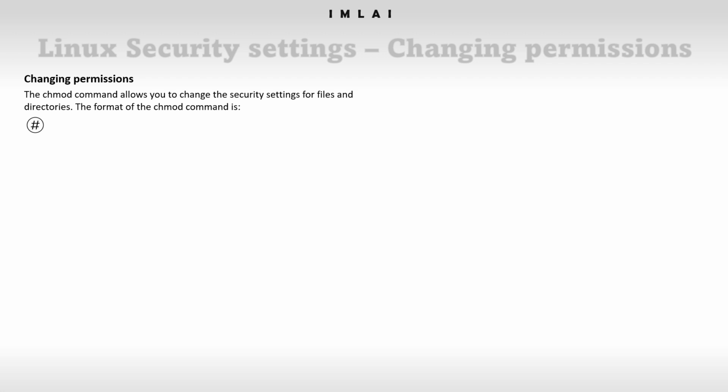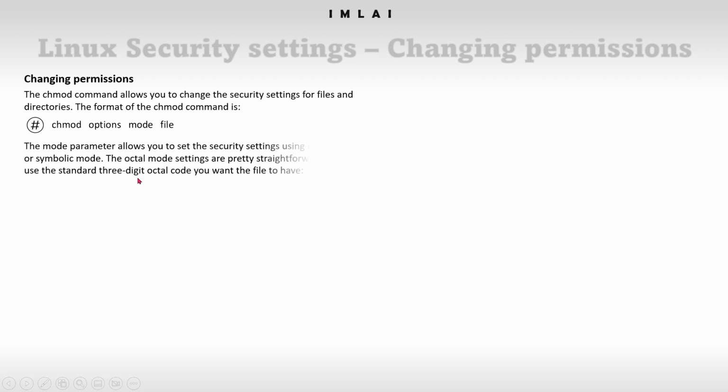So let's begin with the chmod. Chmod, change mode. The chmod command allows you to change the security settings for files and directories. The format for the chmod command is clearly visible on your screen. So chmod is the main command. After that, you can have options, and after that the mode, which mode you want to have, and then the file. This is your argument.